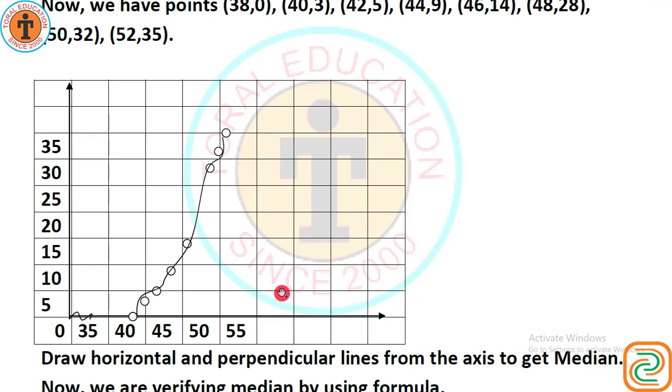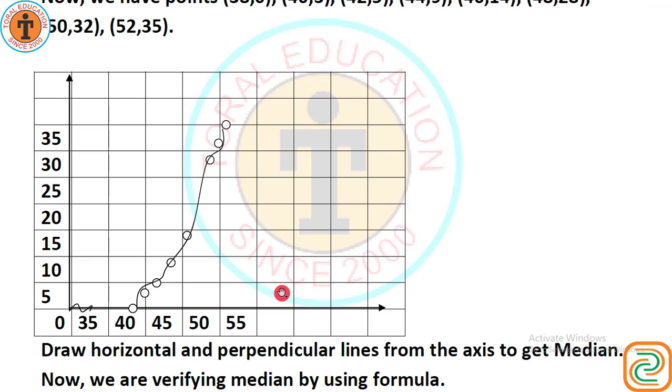This is the graph. Again, what do we have to find? Draw a less than type of ogive for the given data. Hence, obtain the median weight from the graph and verify the result by using the formula. Median weight.